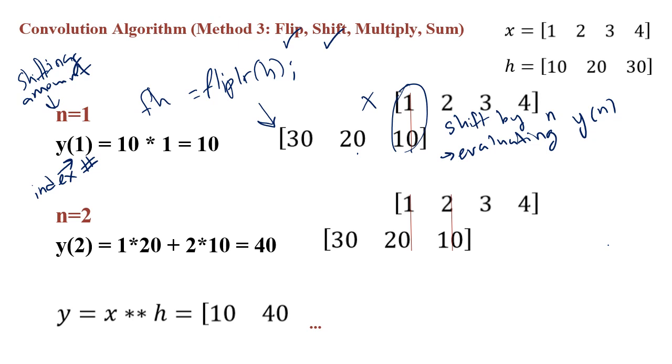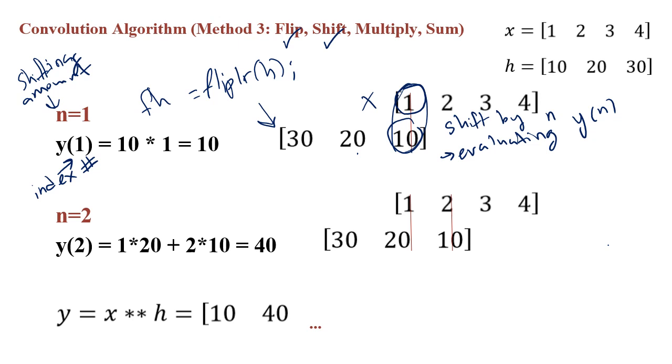From x we have 1, and from the flipped version of h we have 10. So we're going to multiply these two numbers. That will give us y of n, so the first element in the convolution.